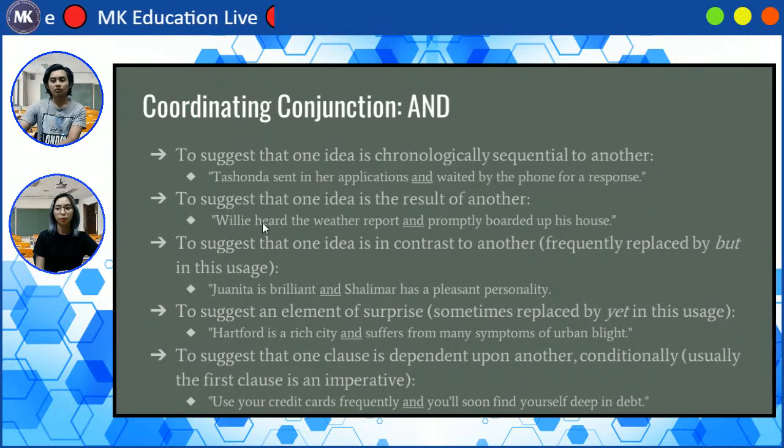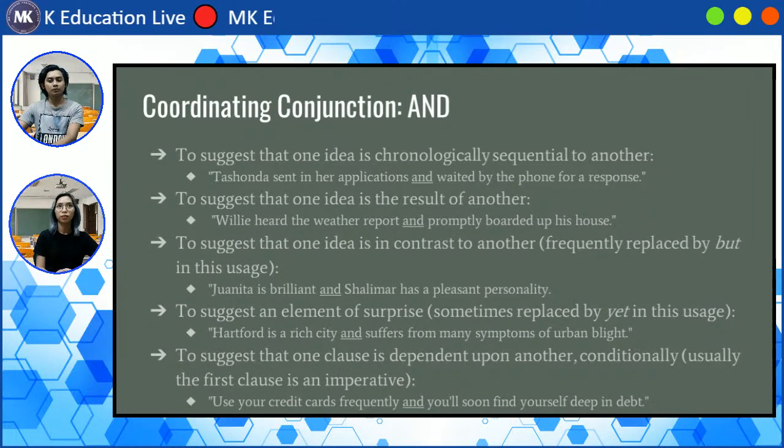For example, Willie heard the weather report and promptly boarded up his house. So because he heard the weather report, he promptly boarded up his house. Next, to suggest that one idea is in contrast to the other, this is actually frequently replaced by but in this usage. So we can use either and or but in most cases, but is the more preferred conjunction to use.